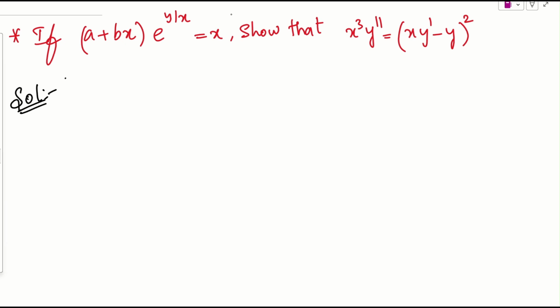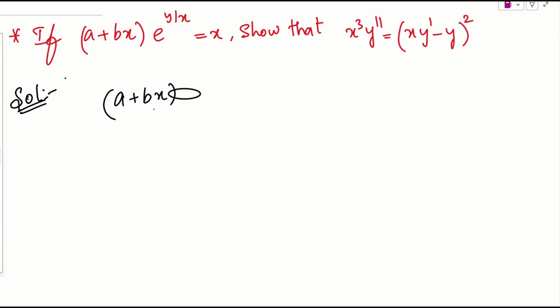If you look into the question, what is given here: if you have the function a plus bx into e raised to the power y by x, they have given this is nothing but x. So then what should we do? We need to show that this will satisfy this condition. Is it okay? So now let us see how to prove this.